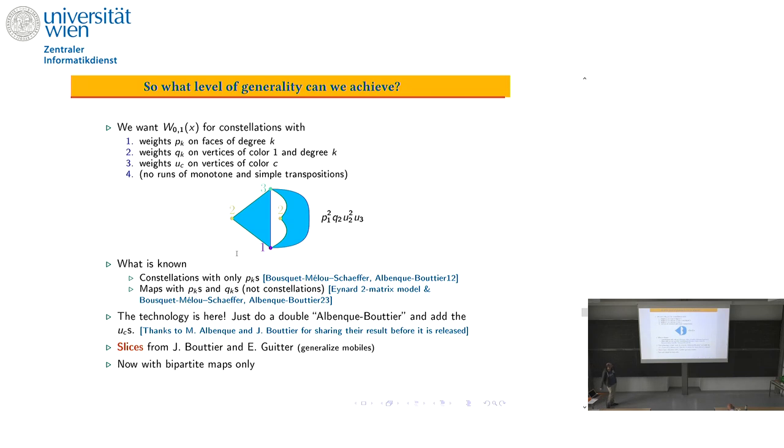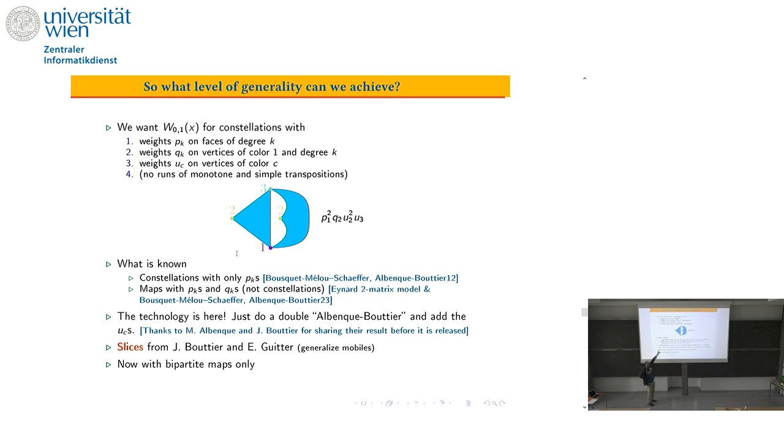So that was the problem, the generating functions I wanted to evaluate. I need basically a lot of things. The one thing I'm not trying to do here is to have monotone runs and simple transpositions. I can add them later on, okay? So for instance, that constellation would have that weight system here. I'm not explaining in detail, that would take maybe too long.